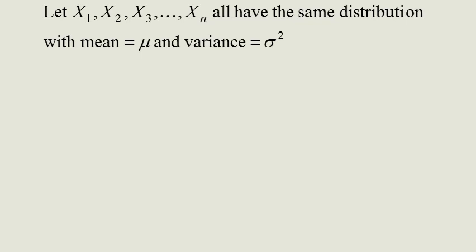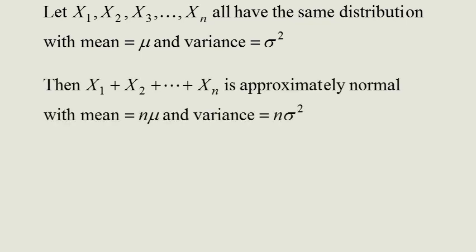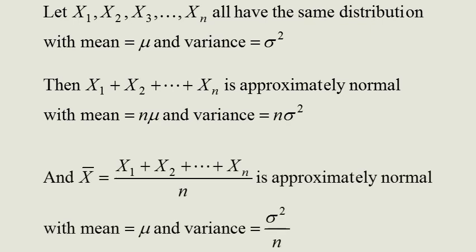Here's a more formal definition. Let's say we have n variables, and since they all have the same distribution, it makes some sense to use the same letter for all of them. And I'm going to call them all x. So x1 is the first variable, x2 is the second variable, and so on up to n. Since they all have the same distribution, they all have the same mean, mu, and variance, sigma squared. Then the sum is approximately normal with this mean and variance. And their average is also approximately normal with this mean and variance.